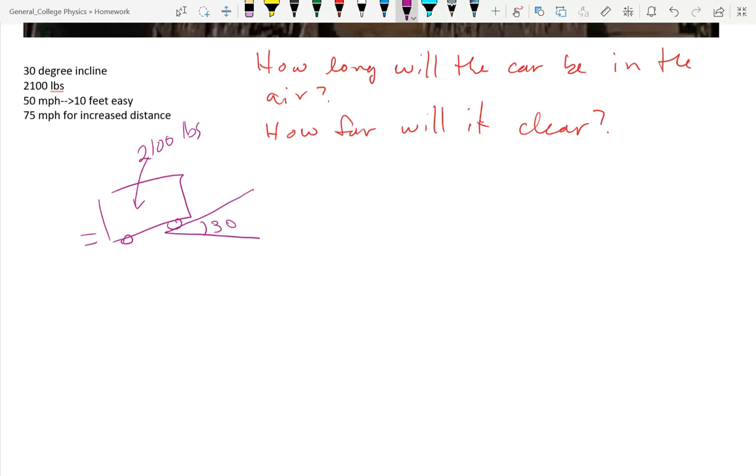What does it mean by 10 feet easy? That's what he said. He said, if we go 50 miles an hour, we'll make 10 feet easy. So how fast is it going to go? Just go with 75 miles. Choose whichever one. I don't really care. So 75 would be our initial. So our initial speed is 75? Mm-hmm. Okay.